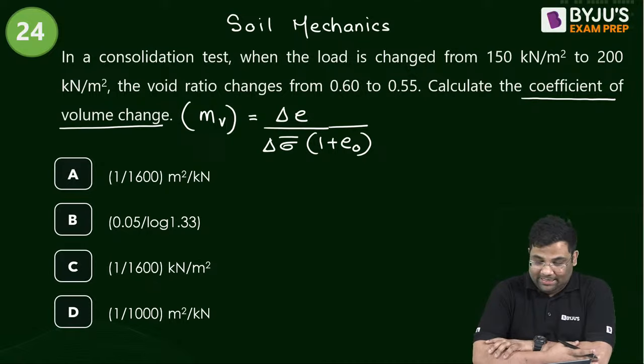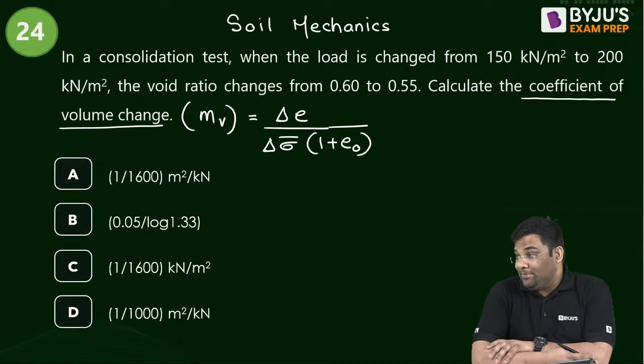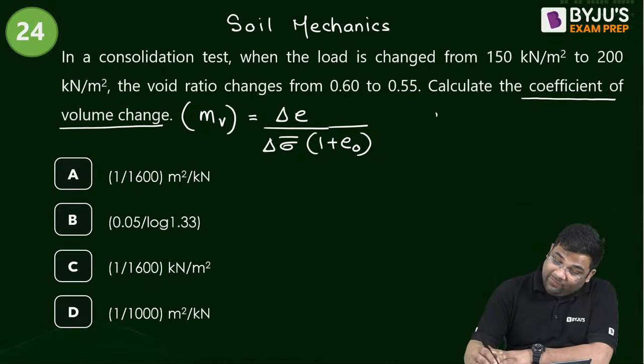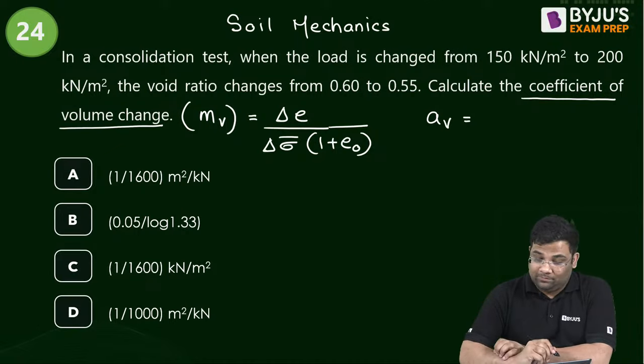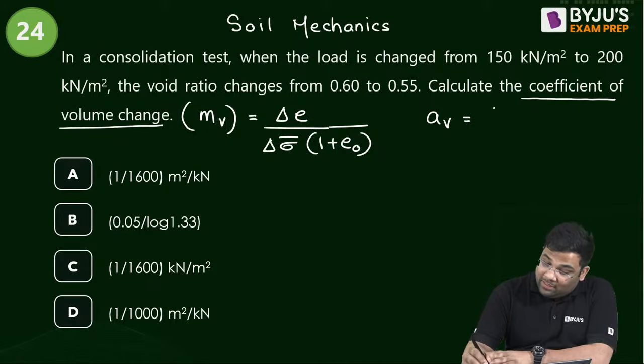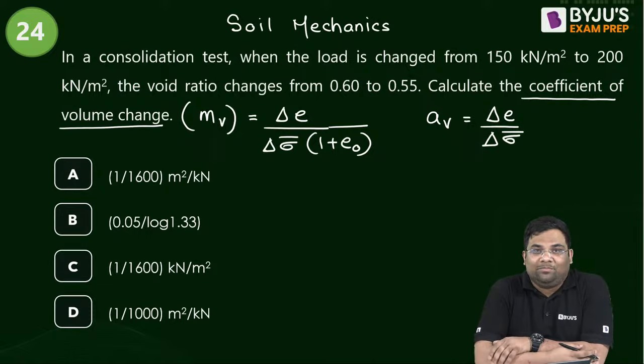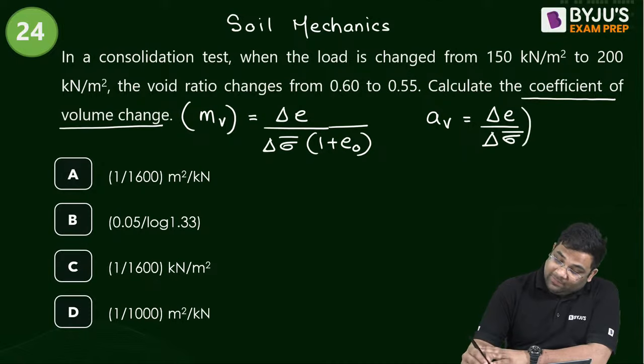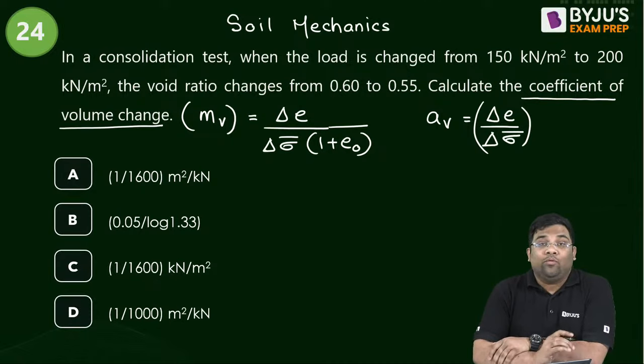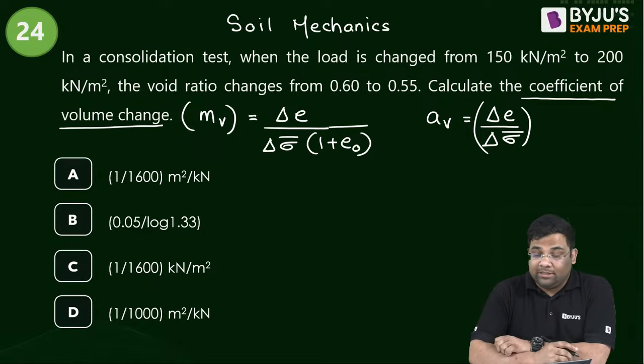Okay, Vishal is telling D. See, D, Vishal, that is what? That is av, right? av is what? Delta e by delta sigma, right? Answer is A. Okay, see, there is coefficient of compressibility and coefficient of volume change.